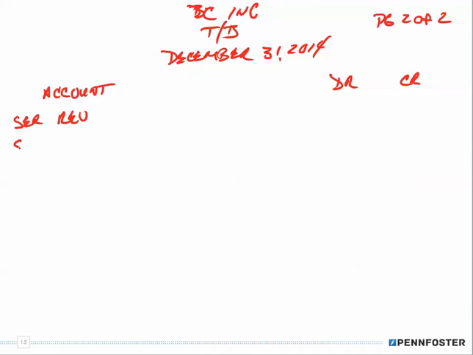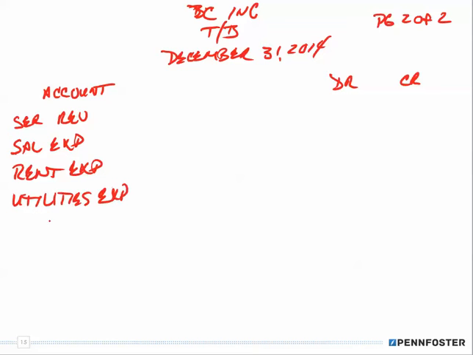So salary expense, and write this stuff out, of course. Rent expense, and you do write out the word expense, by the way. Utilities expense, and then we had supplies and insurance expense.